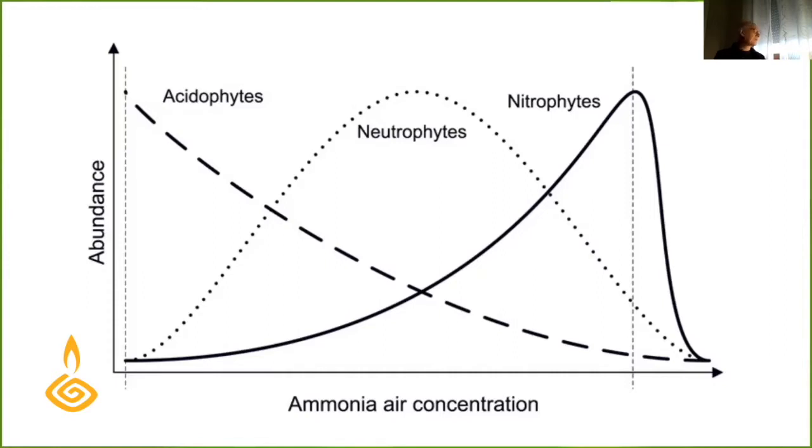Ammonia, nitrogen, is a fertilizer, so it's reasonable that several species are more abundant when you have more nitrogen available. So these species are called nitrophytic species, which increase until a certain threshold, and above this threshold, of course, even ammonia becomes toxic, and the species start to die. So you have a very different reaction of acidophytic species and nitrophytic species.